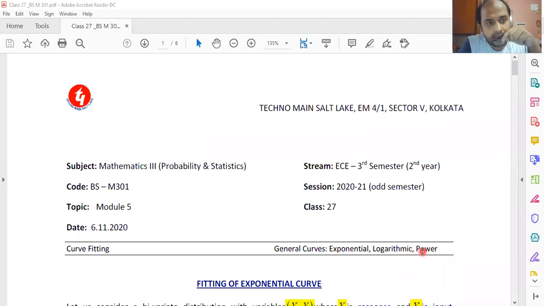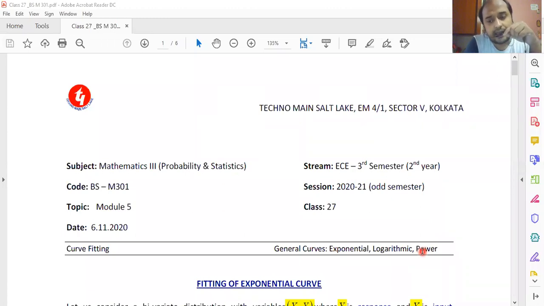Exponential curve and logarithmic curves are very important for this topic of curve fitting, and most of the time we actually use them. Power curve is also very important, but other than these curves, exponential, logarithmic, power, there are some other curves. Let me name those, like logistic curve and Gompertz curve.